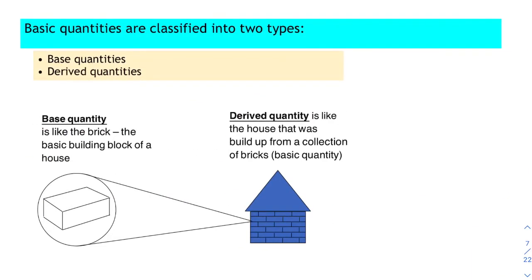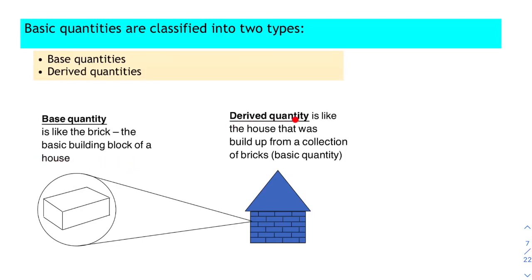Basic quantities are classified into two types: base quantities and derived quantities. For example, you have a house. To build a house, you need bricks. You arrange and use up the bricks, and you are going to have the wall of the house. So the bricks are considered the base quantity of the wall. This is the basic building block of a house.